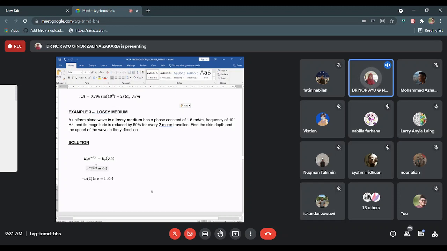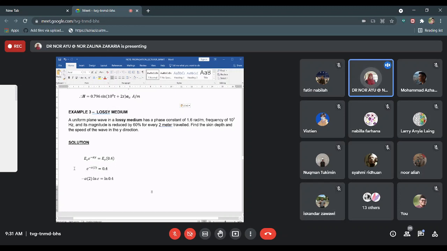2 here because we know it says every 2 meters travel. So y is the distance. Y is the distance, so you just put 2 into y. Y is how far it has gone. Alright, so 2 is here. So you can have epsilon negative alpha 2 equals 0.4.